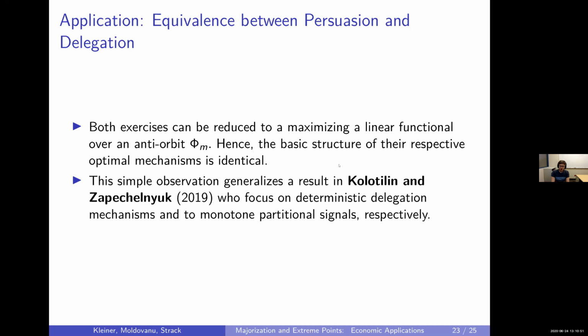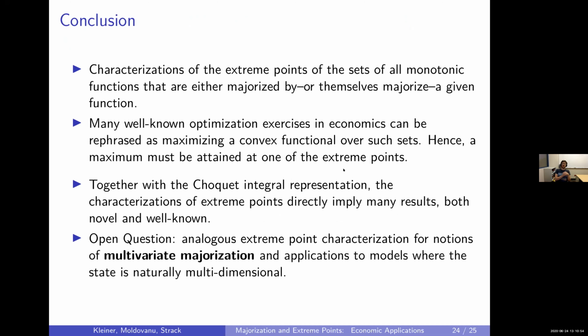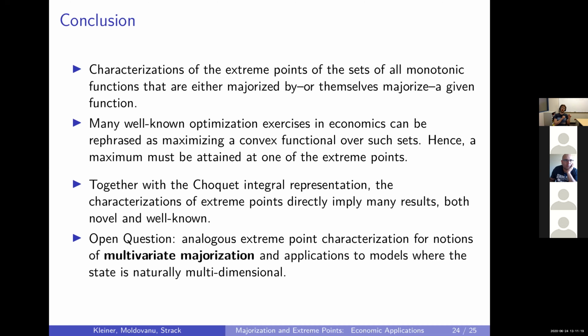Okay, to wrap up, the idea of this project was to try to understand connections between various economic design problems. One approach that we thought could be useful is providing a characterization of the extreme points for such problems. And I've shown you a couple of examples of how one could use these results for actual applications. One clear restriction is that everything I've shown you was for one-dimensional problems. So what we're interested in is getting a better idea of how the corresponding extreme points look if you look at multivariate majorization or settings with multidimensional state spaces. This is what we're working on currently.